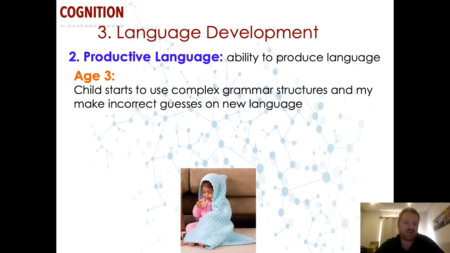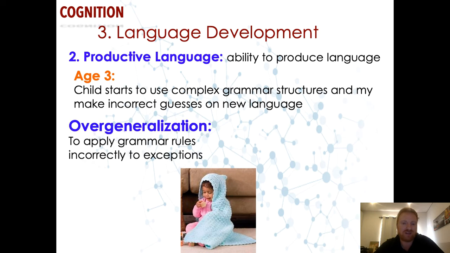At about age 3 is when we really start to see them branch out and start using more complex grammar structures. And they may even start to make incorrect guesses on new language. And this is where we can see this ability that they seem to be built for language and the mistakes that they're making. And one of the mistakes we see is overgeneralization. Overgeneralization is where they apply grammar rules that they've learned to exceptions that don't fit that rule.